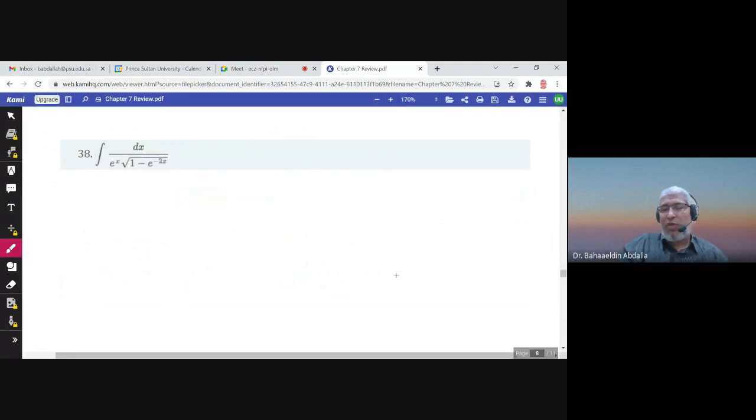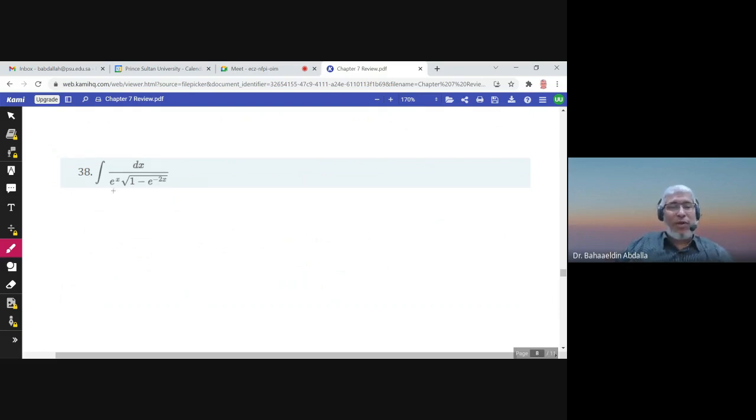Let us continue with review exercises about chapter 7, techniques of integration. Evaluate the integral. I have e to the power x, e to the power negative 2x. Well, I notice that I have e to the power negative 2x here, and e to the power negative 2x, in fact, is e to the power negative x to the power 2. And I notice that I have e to the power x here, so I can take it. If I take it up, it would be e to the power negative x dx.